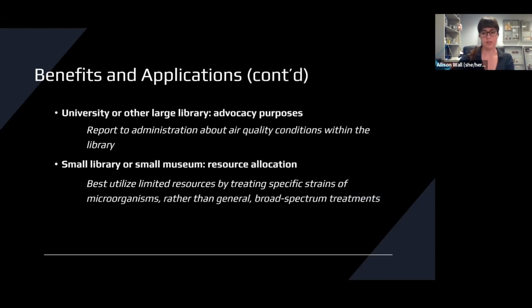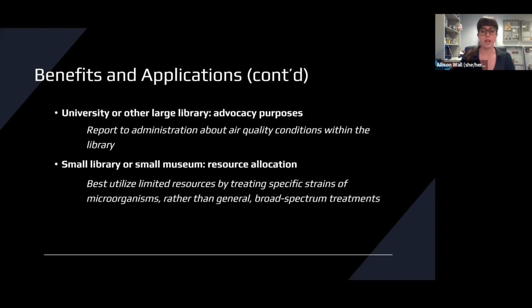And some additional benefits. Another conservator we spoke to works in a large university library and mentioned that she could see this being useful for advocacy purposes. She herself was experiencing some allergy and respiratory issues, and mold was a very common issue in her library. But her university had, several years prior, had the air quality tested, and it came back that the air was fine. So she said this would be useful to report thoroughly to the administration which species of mold was showing up, how it affected people's health, and why it should be addressed.